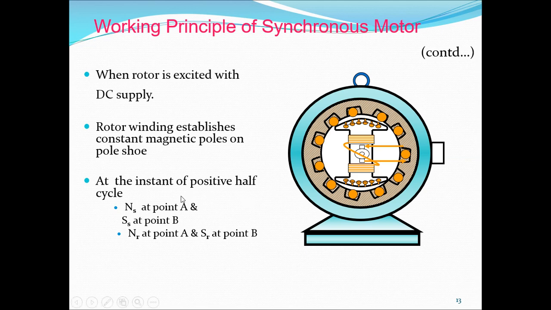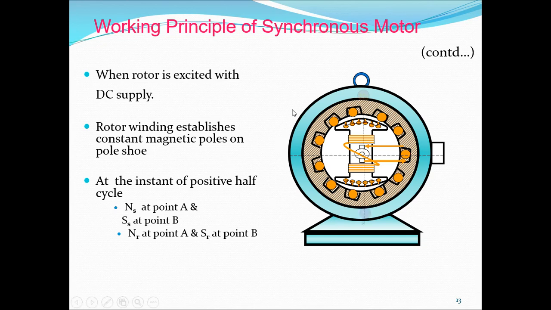As shown in the figure, at a particular instant of the half period, there is NS at point A, SS at point B, NR at point A, and SR at point B. North pole NS and NR at point A will repel each other. At point B, there are SS and SR, the south pole of the stator and the south pole of the rotor, which repel each other. Because of this tendency, the motor is not possible to start.